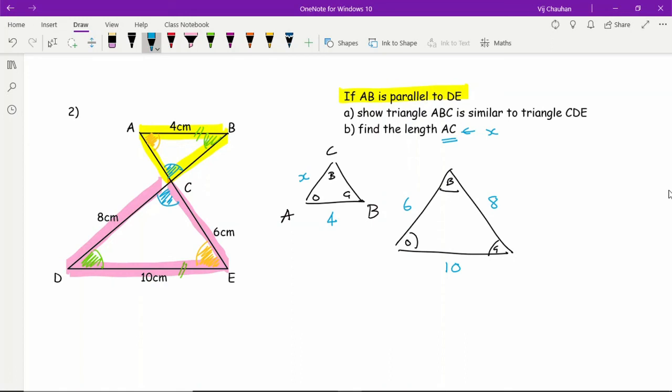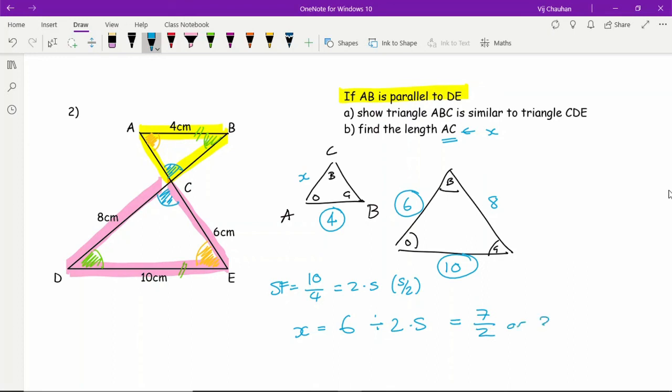From this, the first thing I need to do is find which side I use to work out my scale factor. Looking at this, it's going to be using the 4 and the 10. So I'm going to do 10 over 4, which is 2.5, or you could write it as 5 over 2, which is no problem at all. Then to work out X, the corresponding side to X is 6, so I'm going to do 6, and because I'm going from big to small, I'm going to divide by my scale factor. So I do 6 divided by 2.5 or 5 over 2, whichever floats your boat. It should still give you the same answer: 7 over 2 or 3.5 centimetres as your final answer.